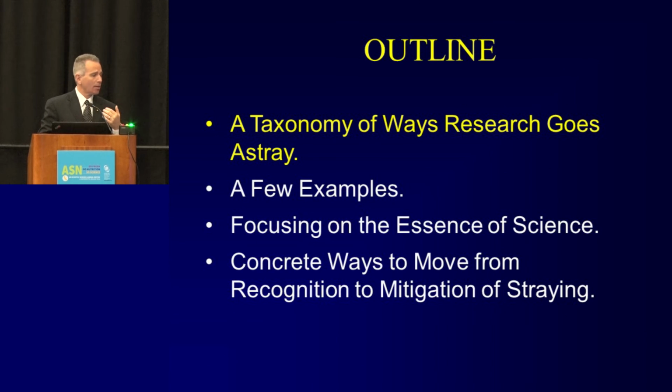An outline of what I'm going to talk about is as follows. I'm going to start very, very briefly with a taxonomy of the way research goes astray. I'm going to give a few examples that I think are enlightening. I'm going to then talk about focusing on the essence of science, which several of the prior speakers have emphasized. And then I'm going to talk very briefly about concrete ways to move from recognition of some of these challenges we face to mitigation of straying from good science.